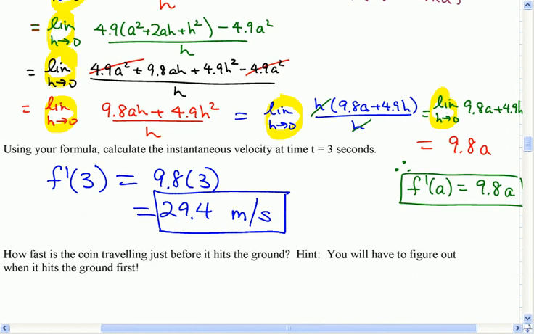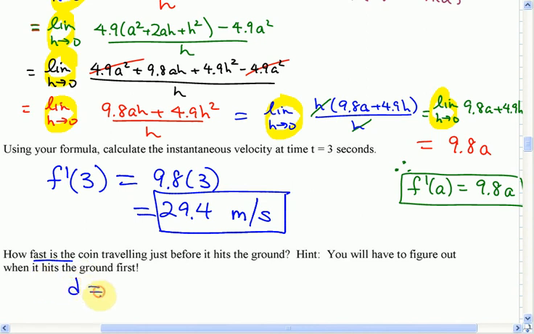Okay, so how about this one? Can you tell me how fast the coin was traveling just before it hit the ground? Now, first of all, for those of you who love physics, tell me what time it hit the ground. How do I know what time it hit the ground?